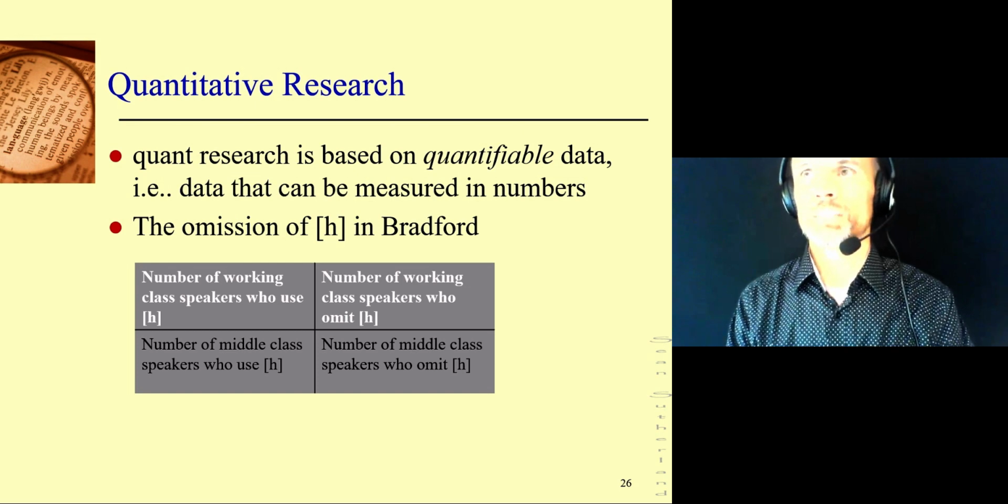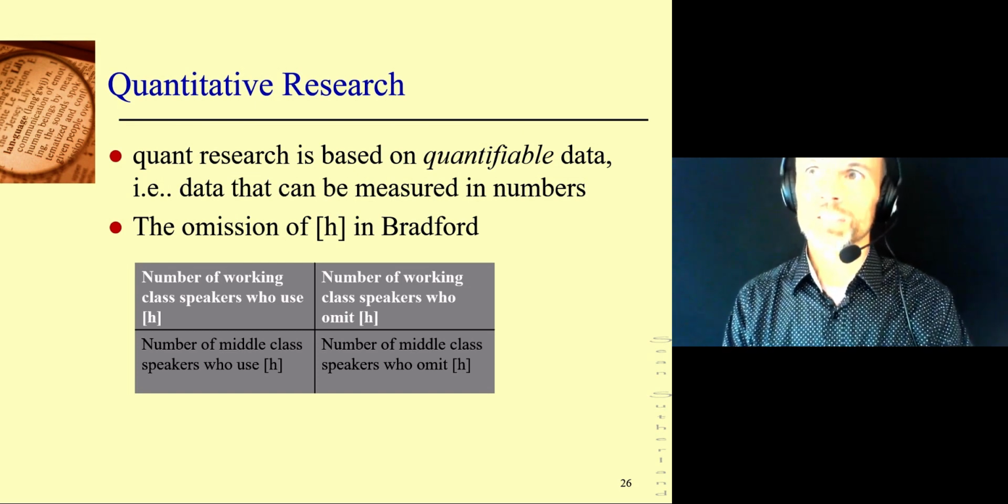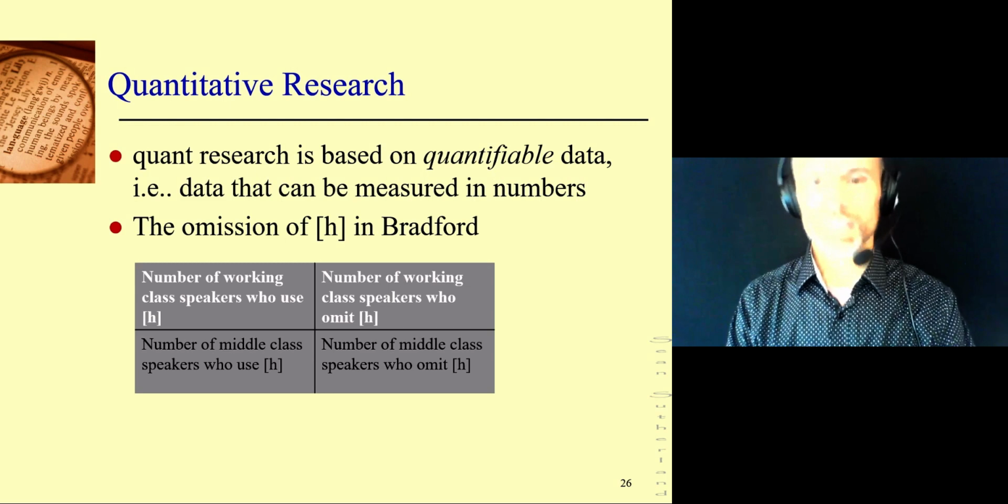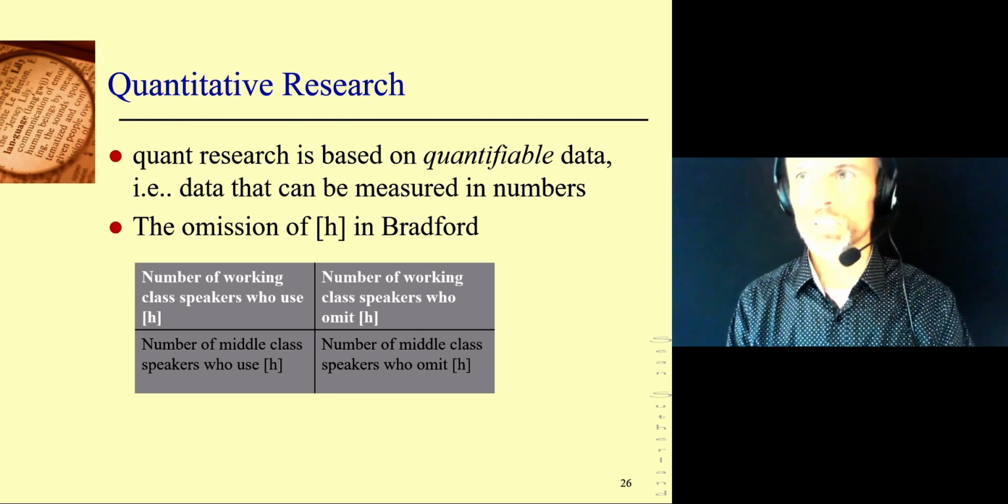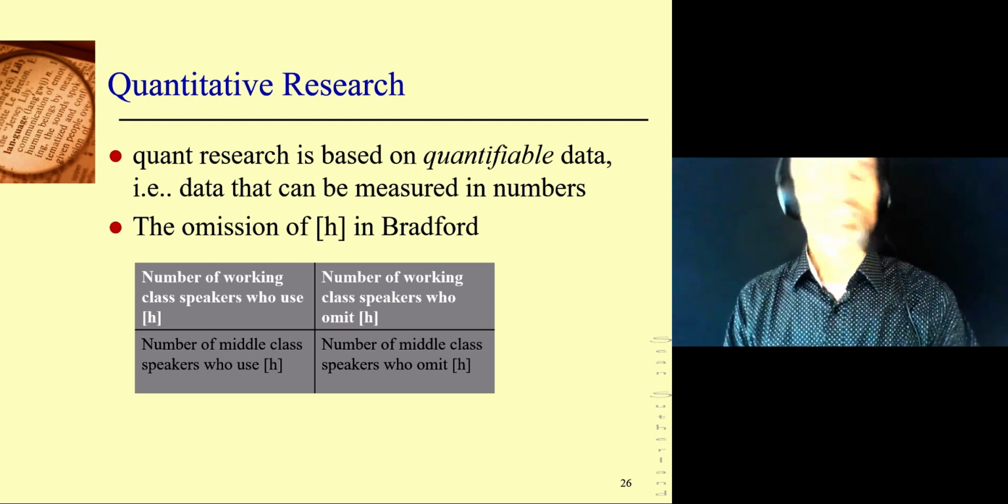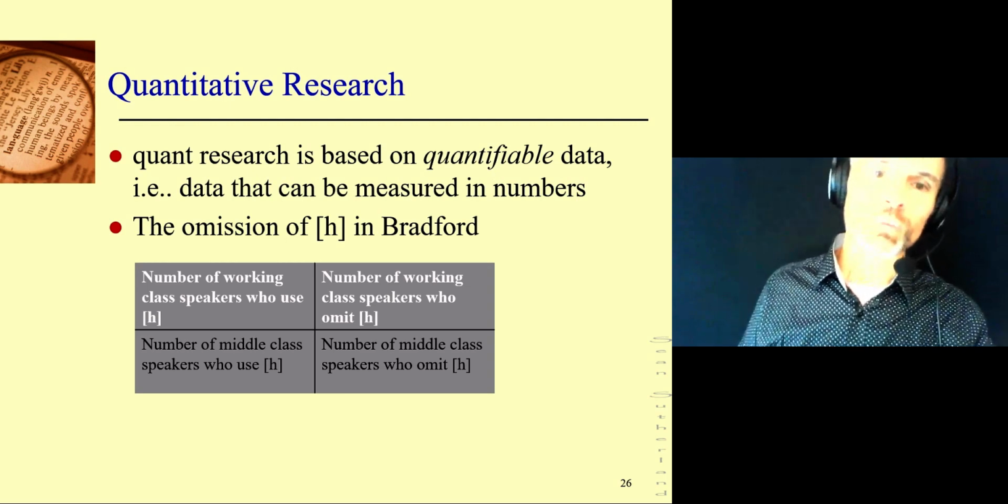And you saw that working class speakers were more likely to say ed and is house, and middle class speakers were more likely to say head and his house, but not always, right? So that's quantitative research, right? Working with numbers.